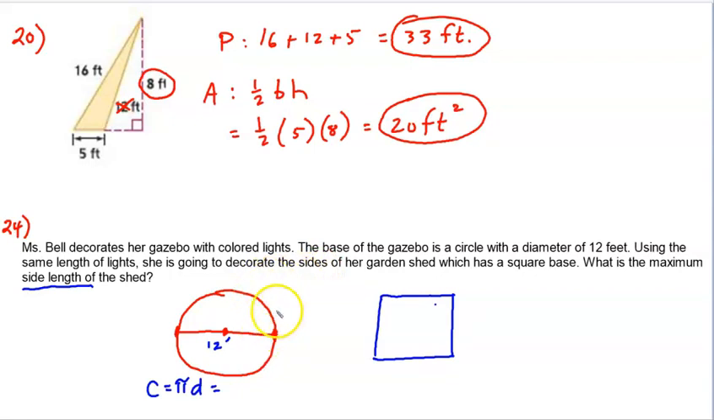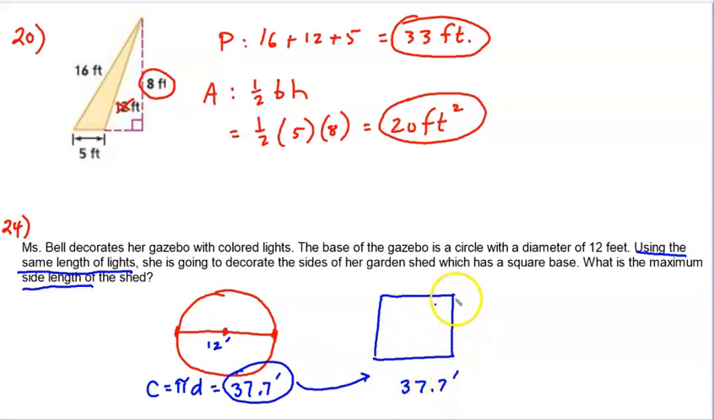That's 37.7 rounded feet. Okay, so what this is saying is using the same length of lights. All right, notice that. So we're just going to jump over here, and we're going to use that same length overall. We have 37.7 feet of lights, and we know that this is a square, which means all the sides are the same. So what is the maximum side length of the shed that we can have if we use this overall length of lights?